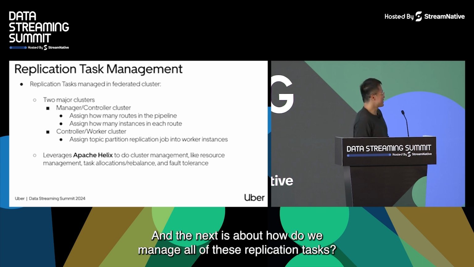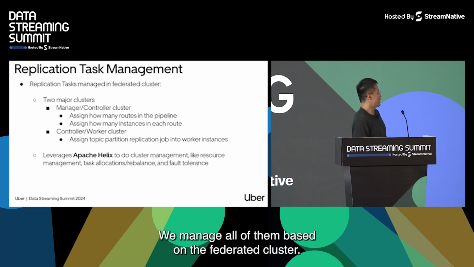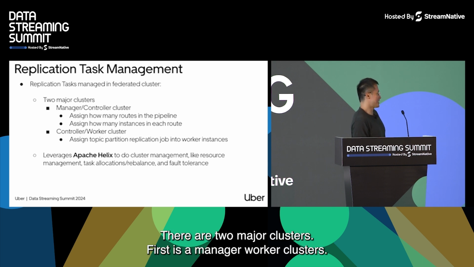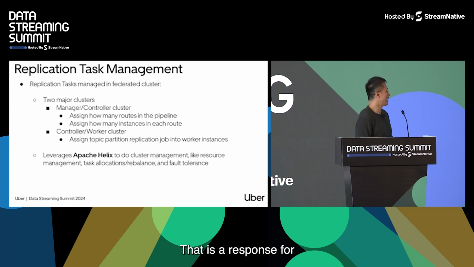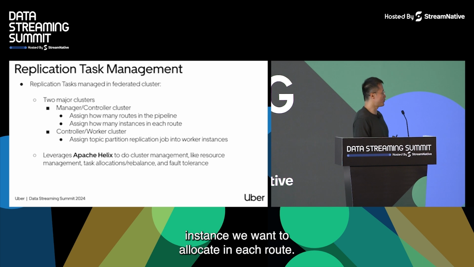And the next is about how we manage all of these replication tasks. We manage all of them based on the federated cluster. There are two major clusters. First is the manager worker cluster. That is responsible for deciding how many routes we want to assign in each pipeline, and how many worker instances we want to allocate in each route.